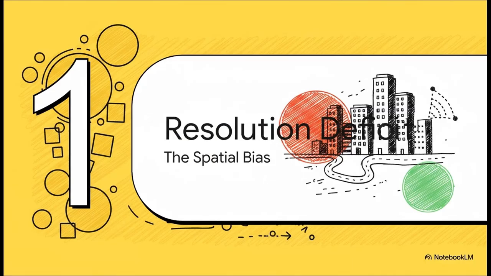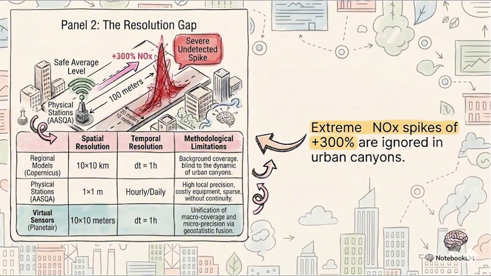All right, section 1, the resolution deficit. Let's look at the actual physical constraints that make standard urban monitoring mathematically insufficient. You know how standard regional models like Copernicus operate on these massive 10 by 10 kilometer grids, right? Well, take a look at the red curve right in the middle of that urban canyon. When you use a grid this huge, or even just sparse physical stations, you're mathematically smoothing out the crucial localized data. I mean, you are completely missing extreme, highly localized pollution events happening right down at the street level.